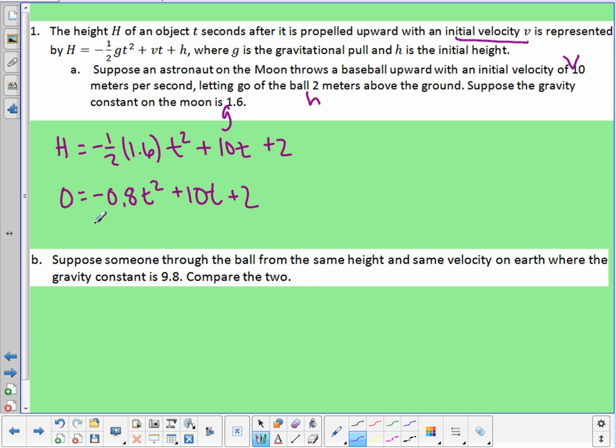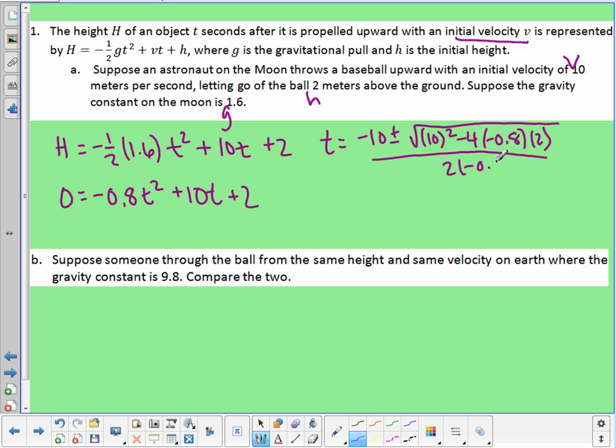And then I need to solve this. The fact that there's a decimal in the front leads me to believe that I'm going to need to use the quadratic formula. I could probably try to factor this, but factoring with decimals is just not as easy as it looks. So I'm going to jump straight to the quadratic formula. When I plug that in, I've got t is equal to the opposite of b plus or minus the square root of b squared minus 4 times a times c, all over 2 times a.